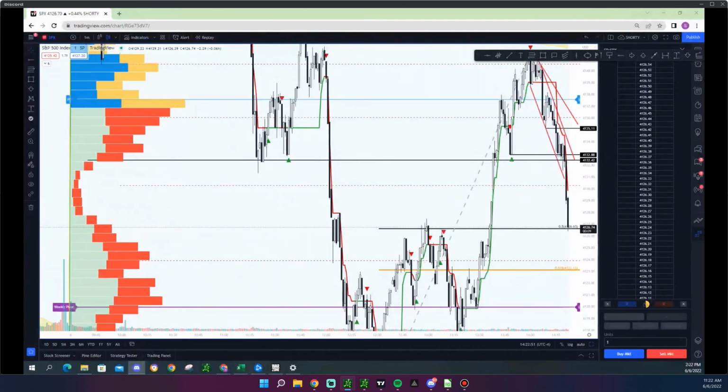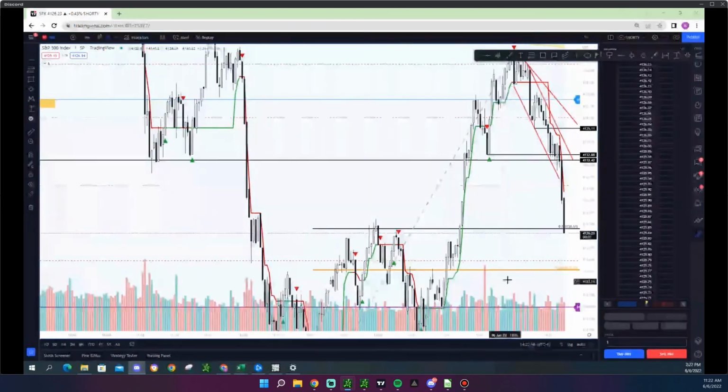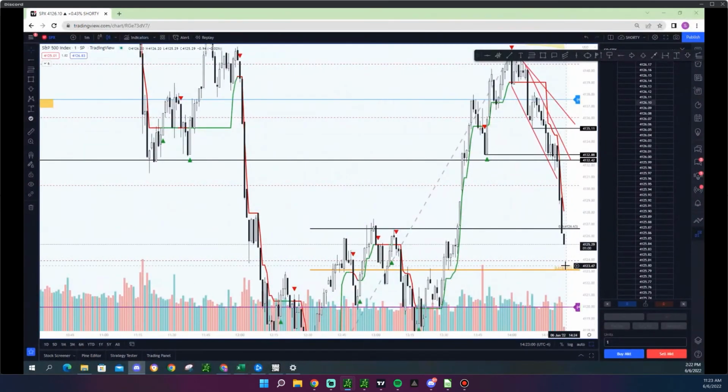And where do we bounce, guys? Watch this now. Watch this level right here that we had. 41.24-ish right here for the fib.